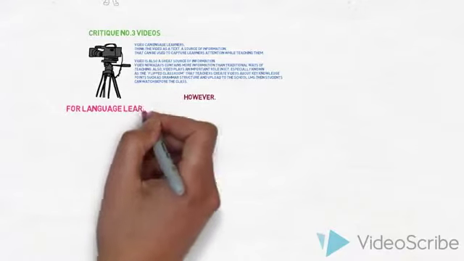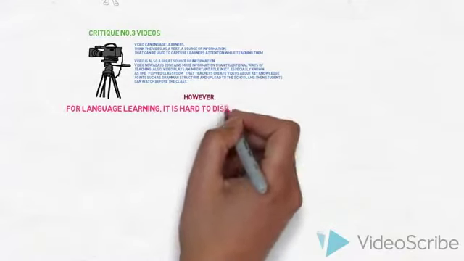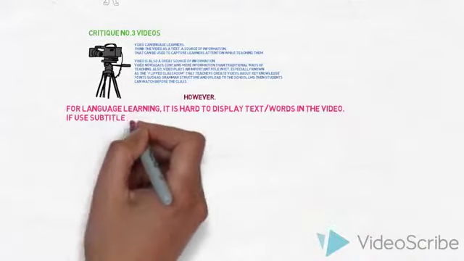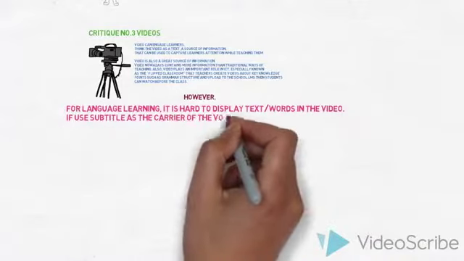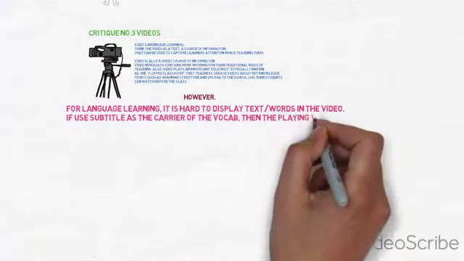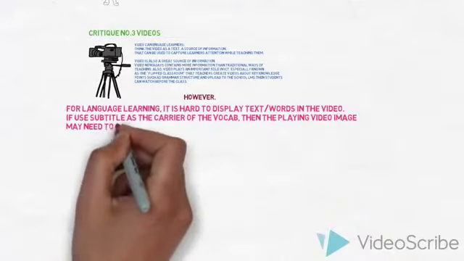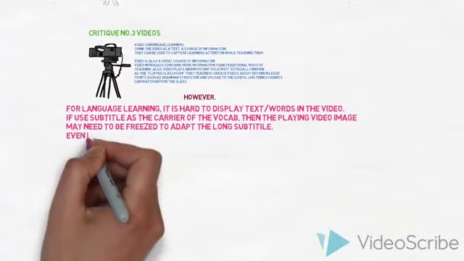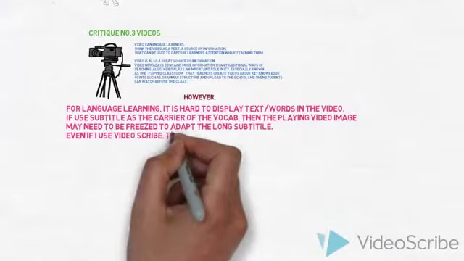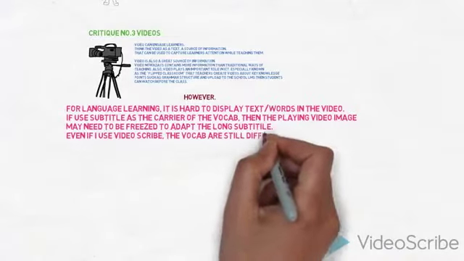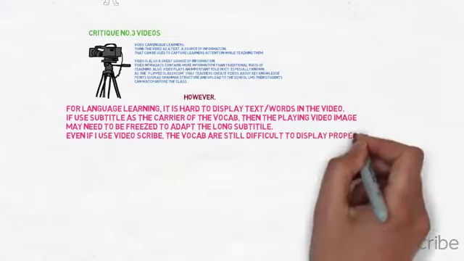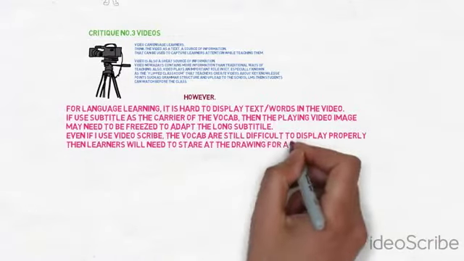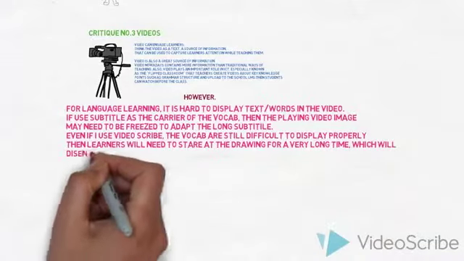For language learning, it is hard to display text and words in the video. If you use subtitles as the carrier of the vocab, then the playing video image may need to be frozen to adapt to the long subtitle. Even if I use VideoScribe, the video is still difficult to display properly. The learners will need to stare at the drawing for a really long time, which will disengage them.